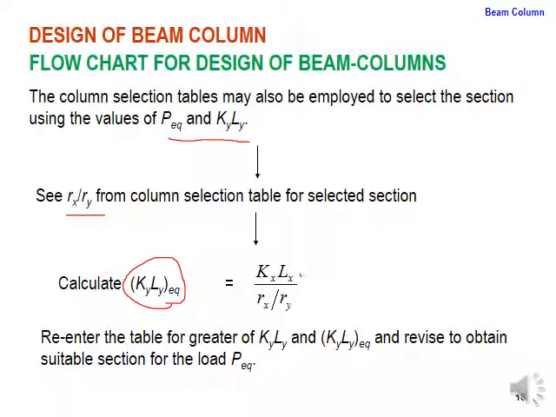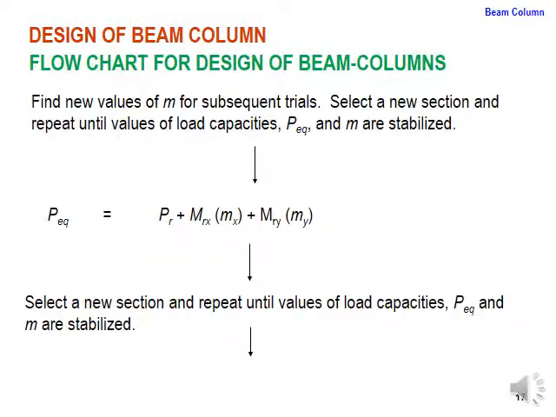The Kx, Lx of the column itself divided by Rx over Ry of the selected section, and re-enter the table for the greater of Ky, Ly and Ky, Ly equivalent, and then revise to obtain the suitable section for the load P equivalent. Once your values stabilize, when you are getting the same answer, you can use this for your trial section. Find the new value of M for the subsequent trials. Select a new section and repeat until the values of the load capacities P equivalent and M are stabilized.